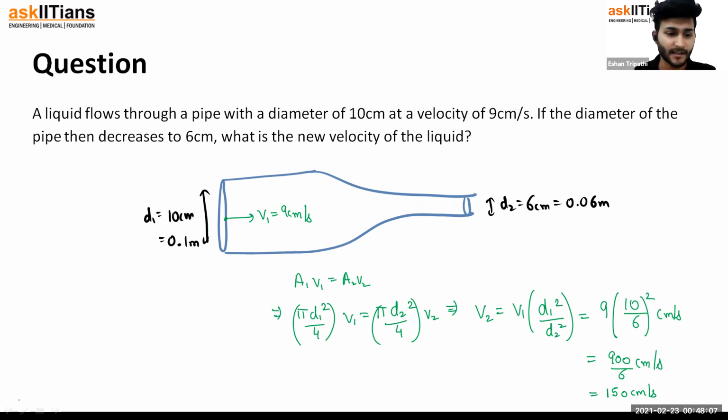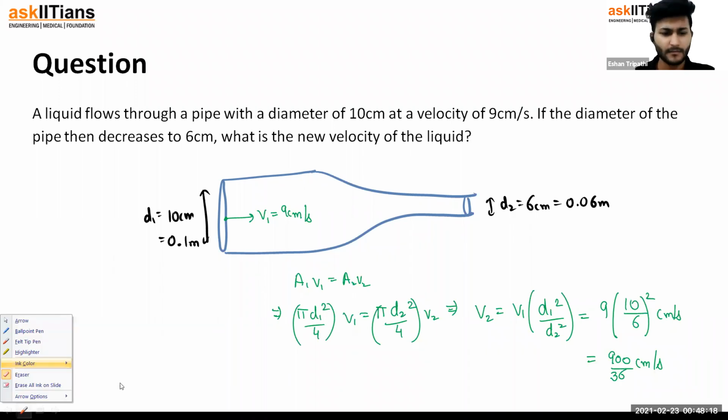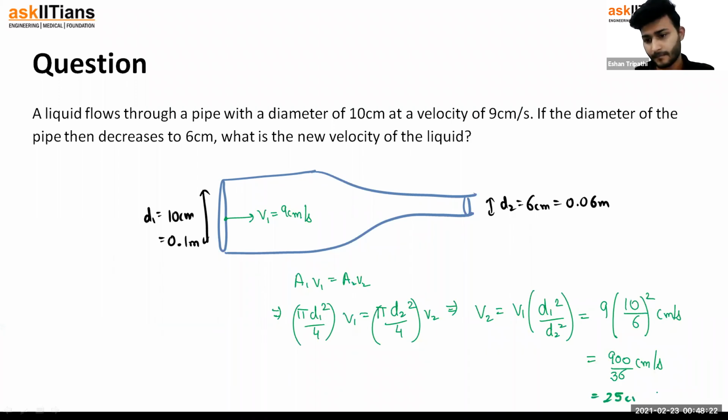Sorry, divided by 36. That's what I was thinking. Going to divide by 36. So it's going to be 25. So it's 25 centimeters per second. Okay, fine. So very simple question. The liquid would just speed up from 9 centimeters per second to 25 centimeters per second.